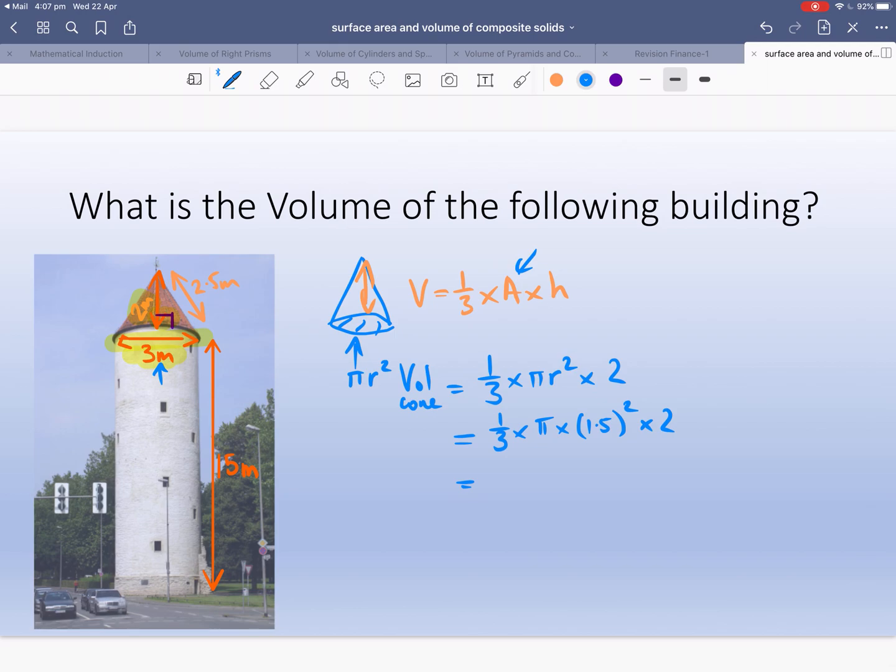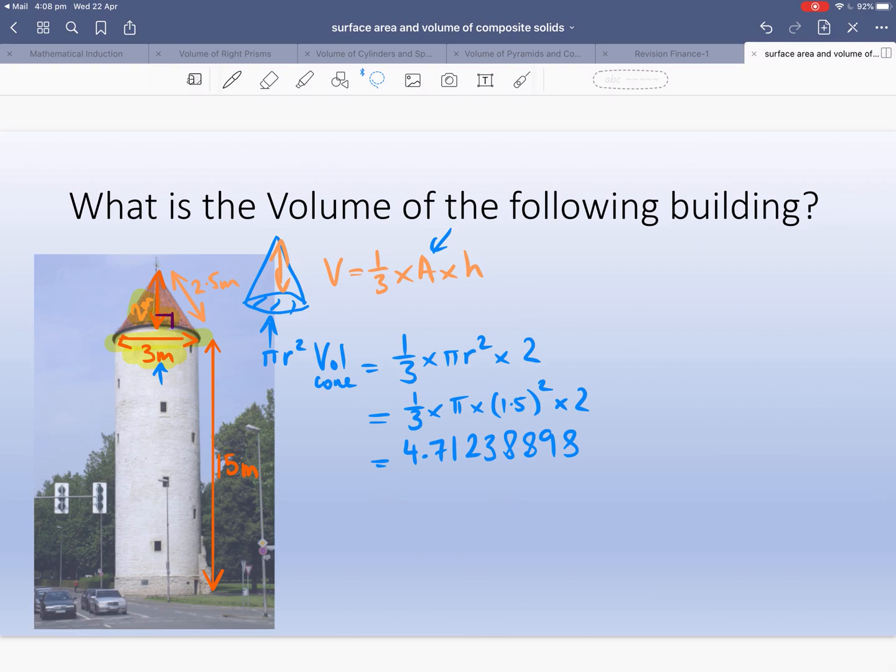Okay, now it's just calculator work, so I'm going to put this in my calculator. So a third times pi times 1.5. Make sure you put it in brackets, squared, not times 2, and then times 2 is the height of the cone. And I've got this. Now I'm going to write all this number out. I'm not going to approximate to 2 decimal places like I've been doing. I'm just going to let it be. And I'm going to move these guys over there. So that's the volume of the cone, and I'm going to put a line down here.